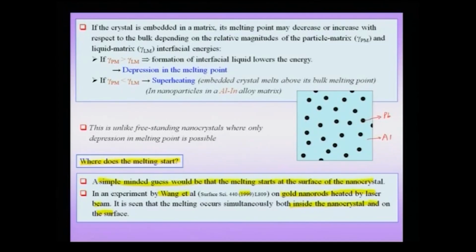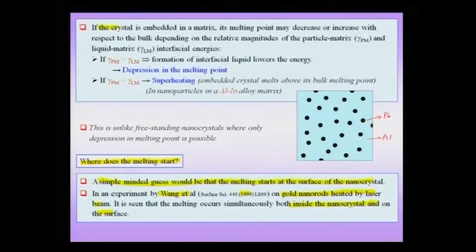So, in this system, the nanoparticles or the nanocrystals are not freestanding, but they are embedded in a matrix. In such a scenario, there is an extension of the concept we just saw about melting: we cannot say that there is going to be a depression or an elevation in the melting point, both of which are possible. We will have to take it system by system.